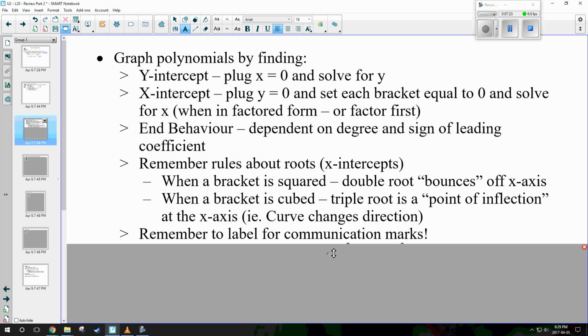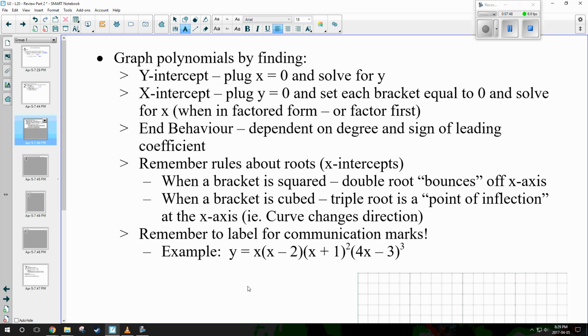One last thing to remember for your graph is to label all of the different pieces for your communication marks. That's labeling your x and y axes, labeling the numbers on your x and y axes, putting the arrows at the end of your graph, and also labeling the equation on your graph. Those are all worth communication marks, and they're easy communication marks, so don't forget to do those.